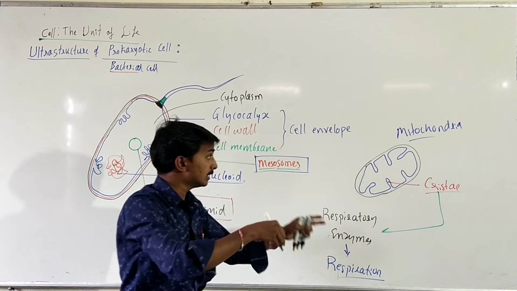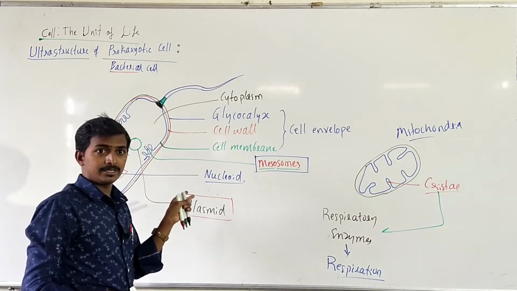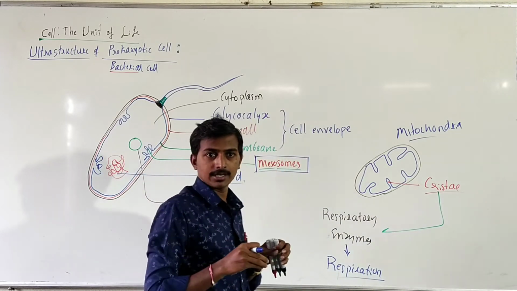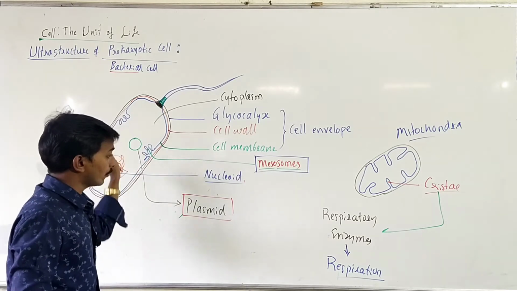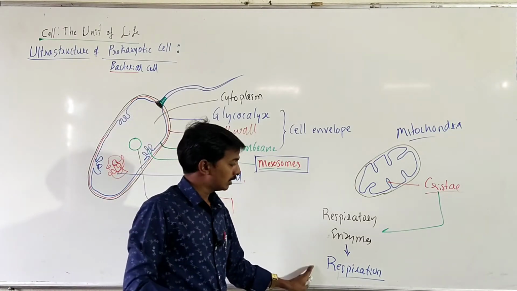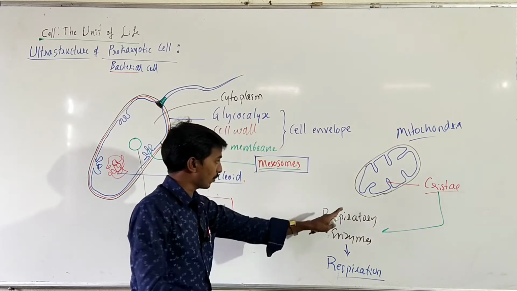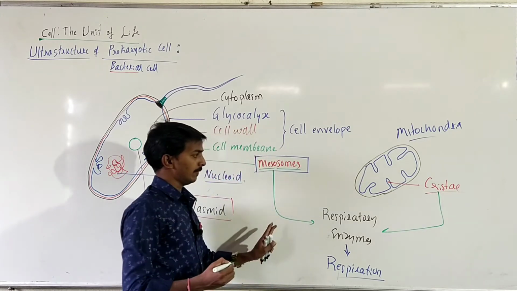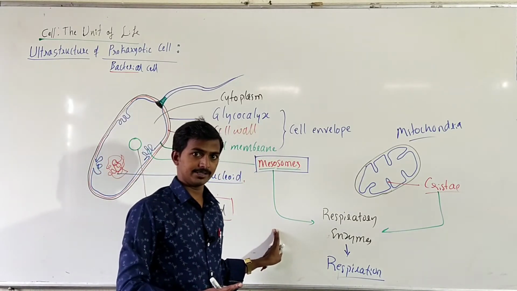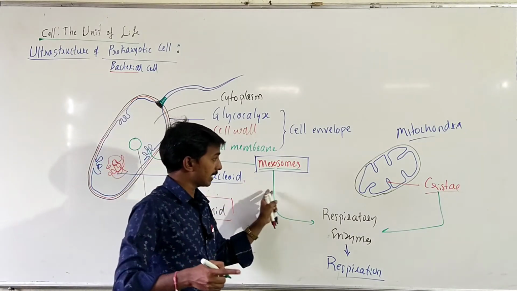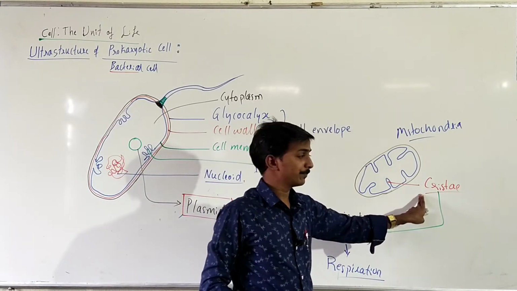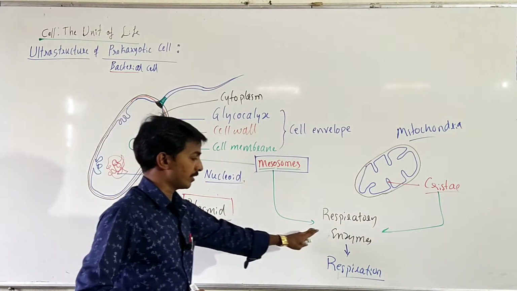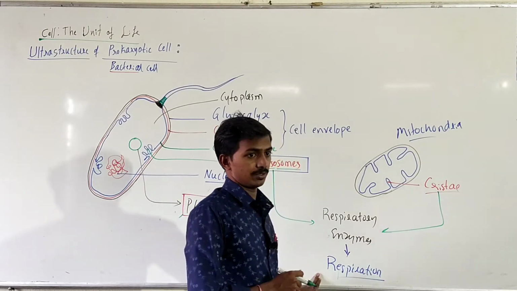But here in prokaryotes, as you know earlier, the cell organelles are absent. Then who will perform the respiration? Who contains the enzymes? That function is performed by the mesosomes. The mesosomes contain the respiratory enzymes. These mesosomes function exactly like the cristae of the mitochondria, and they retain the respiratory enzymes that help in respiration.